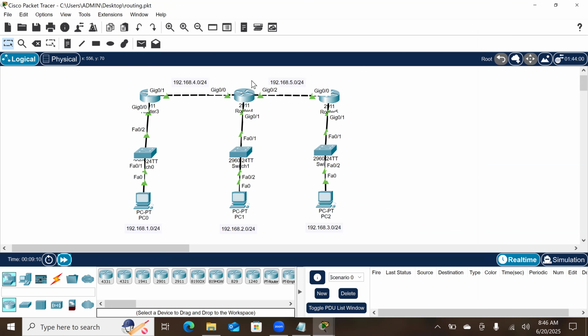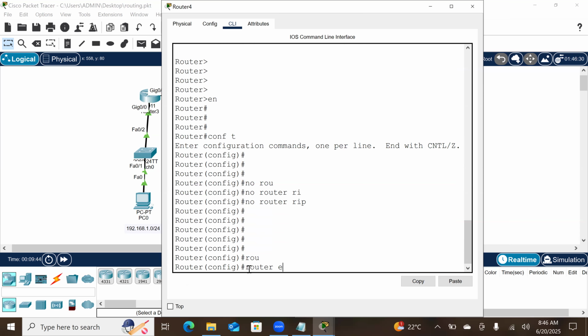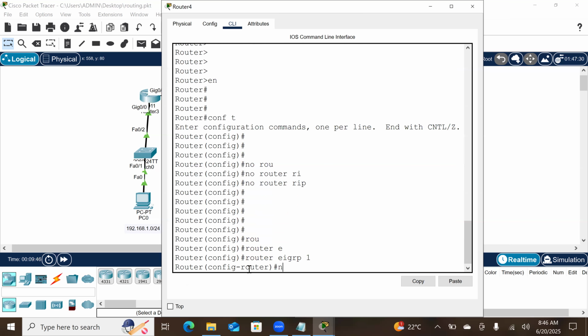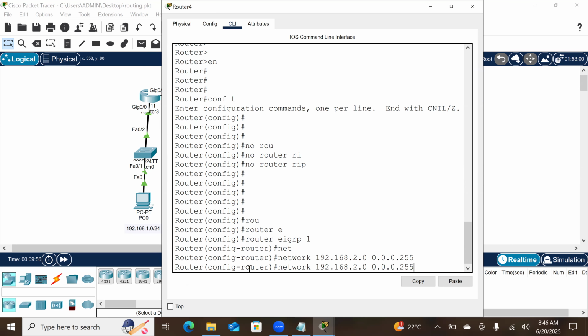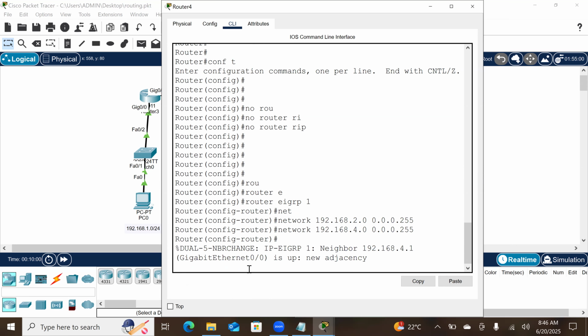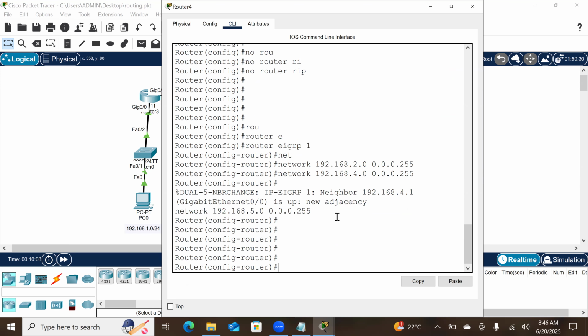Let's go to the second one: router EIGRP 1 and network 192.168.2.0 with 0.0.0.255 and enter. And one more, that is 4, and you can see adjacency found. And one more, that is 5. Done.